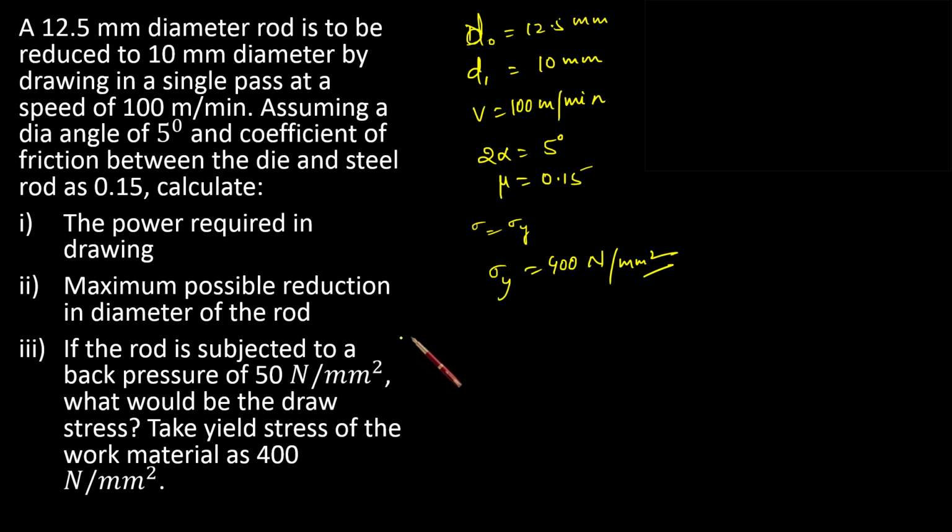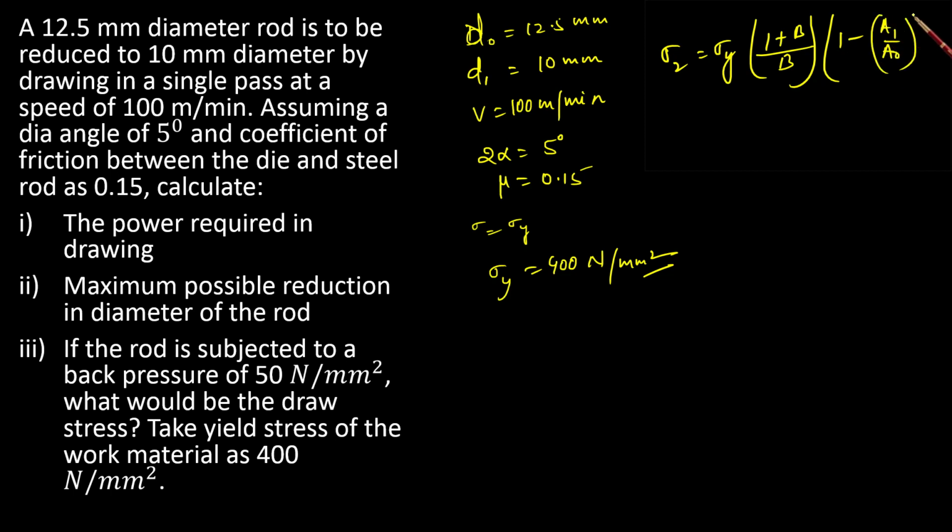So can we take the ideal condition? No, there is no possibility of ideal condition because the friction coefficient is given, so we have to calculate the complete sigma total. That means we have to use the sigma 2 formula, that is sigma y into (1 plus B upon B) into (1 minus final upon initial area) to the power B. So we have to use this formula.